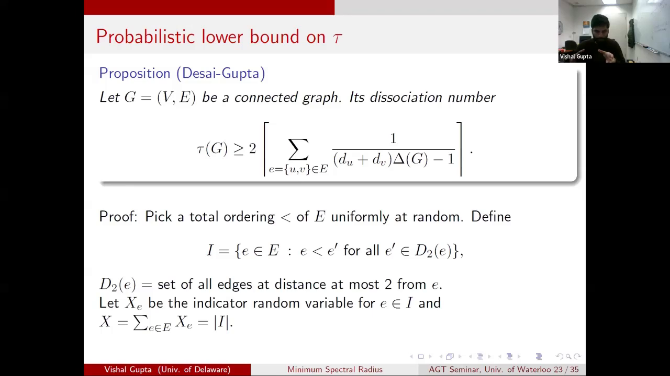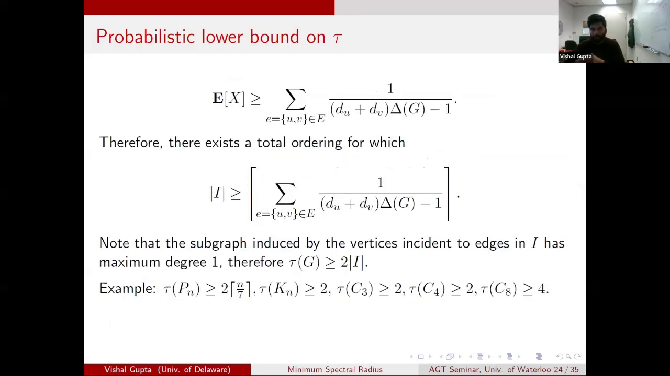And when we take the summation of all these indicator random variables, we get the cardinality of this set I. And we can compute the expected value of this random variable, which is the expression from the statement. That means that there exists some total ordering for which the cardinality of I is greater than or equal to the ceiling of this expression. And the last thing, we note that the subgraph induced by the vertices incident to the edges in the set I has maximum degree 1. They form an induced matching. And therefore, we get this bound: the dissociation number is greater than or equal to twice the number of edges in this set I.